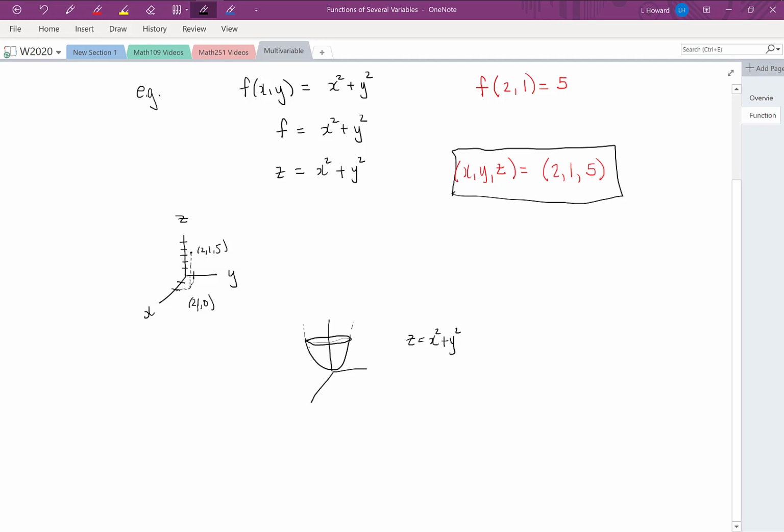Just a hollow bowl. We're just talking about the outside shell of that bowl. That's representing the set of points x, y, and z that satisfy that equation z equal x squared plus y squared. So over the next few videos, we'll talk in more detail about how we actually make the graph of this surface that is representing this multivariable function.